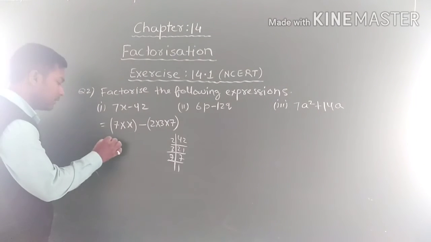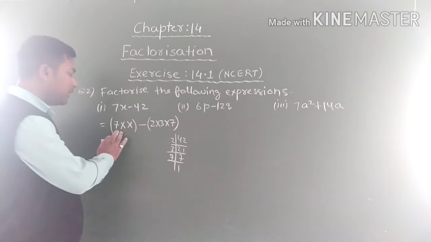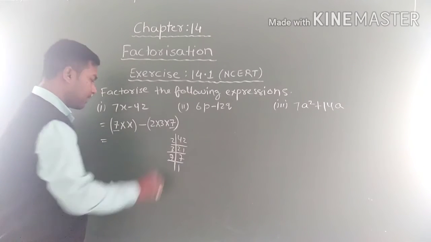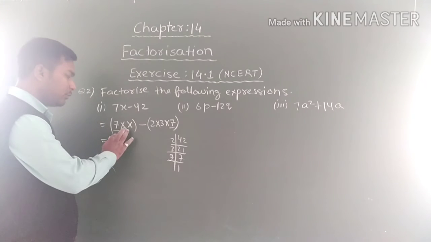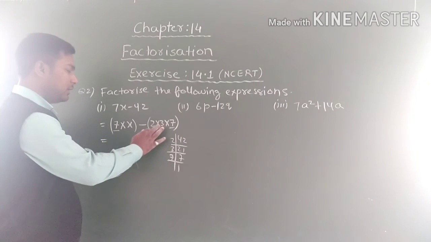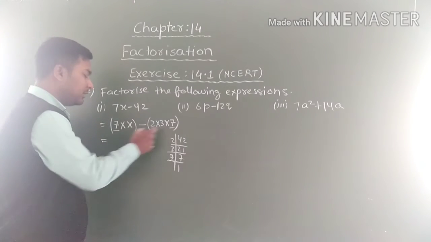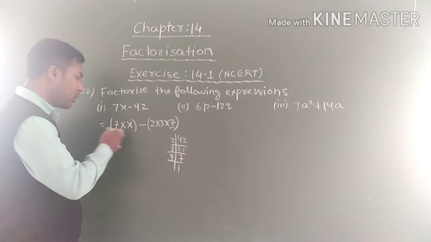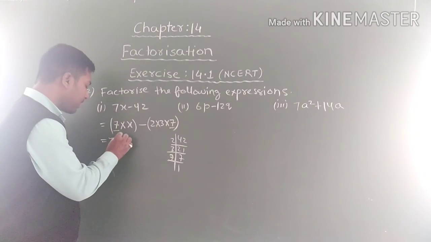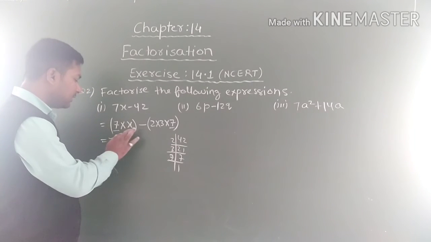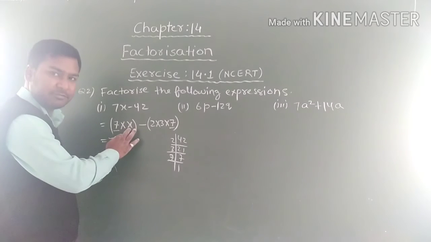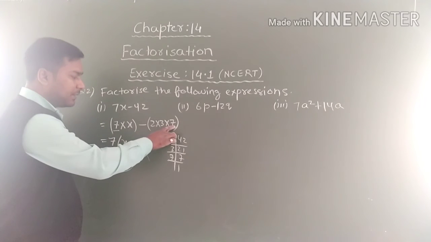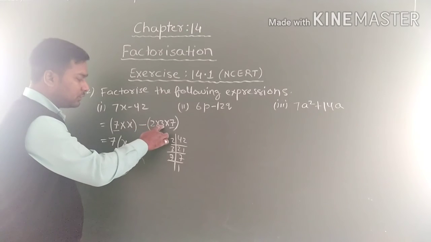Now, what is common in these two terms? 7 is common. And anything else? No, only 7 is common in these two terms. So just take 7 common. What is left here? 7 is common, then x is left. So this one is x minus, 7 is common, what is left? 2 into 3.